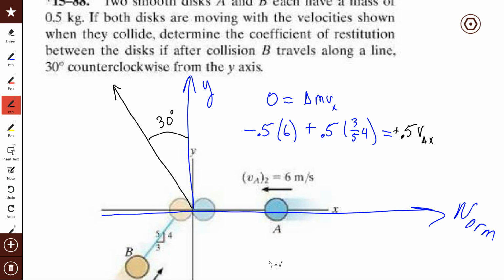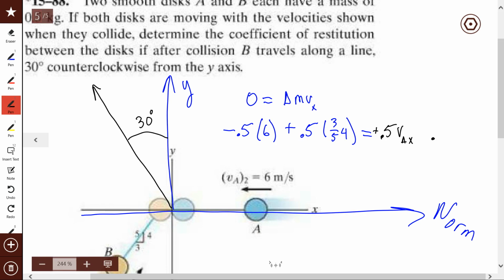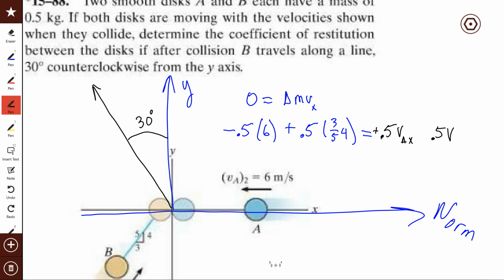What about B? I got a 0.5. What's the X component of that? Well, I'm going to say he's the speed times what? Sine or cosine? Sine of 30? That's the X component of velocity after the collision. Is that a plus or a minus? That would be a minus.